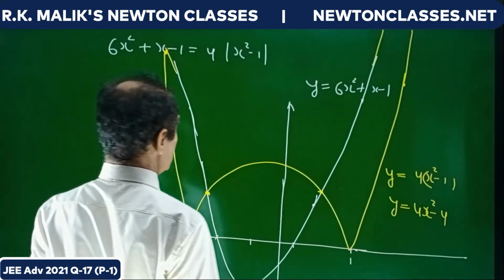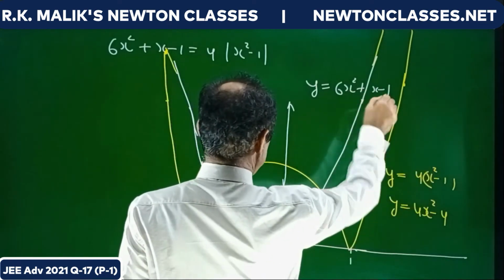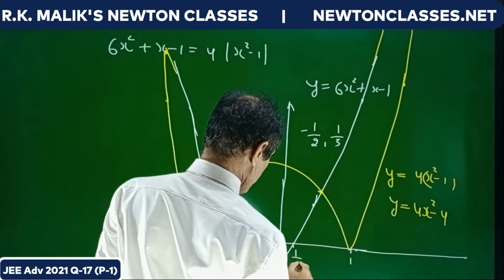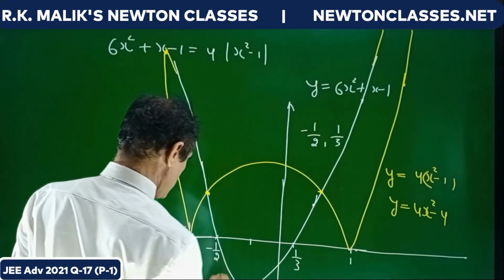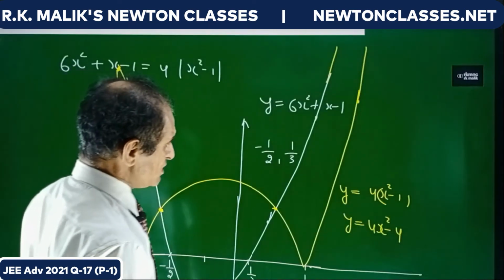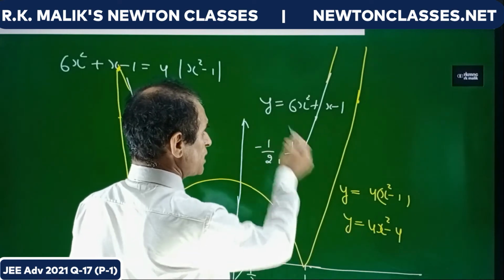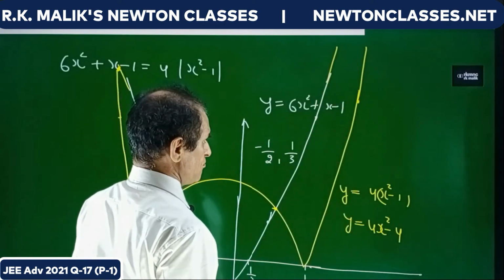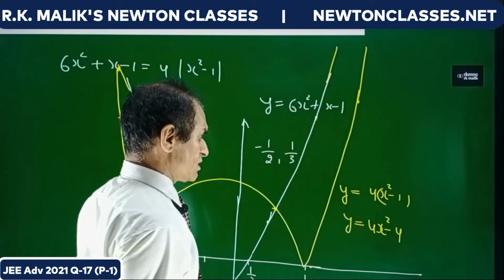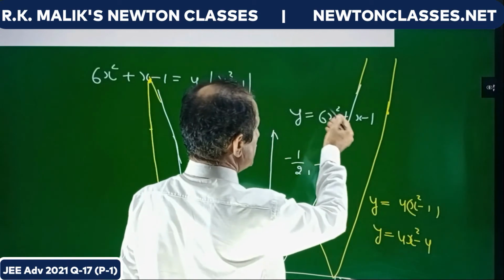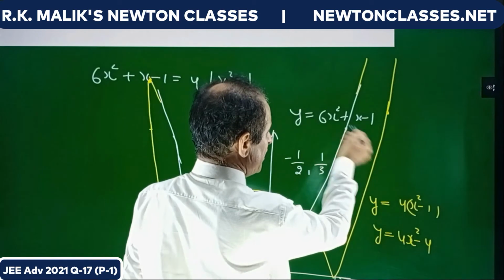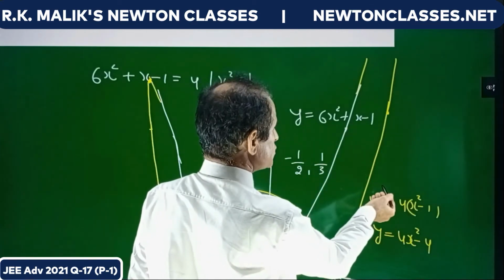And in that case, it is very easy to see that the roots of this will be -1/2 and 1/3. That is, it will be 1/3 and -1/2. And in this case, we can't say that there will surely be a point of intersection, because here the coefficient of x square is 6, here the coefficient of x square is 4. It has the bigger coefficient of x square. That doesn't mean that these two will never cut now. Again, these two may cut.